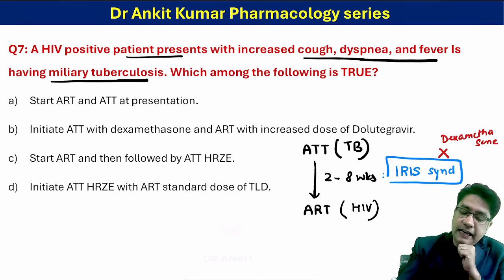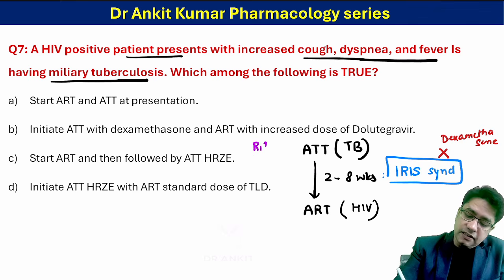Now there is a problem. When we start ATT, anti-tubercular drugs, there is a drug known as rifampicin. And we have discussed that rifampicin is a CYP enzyme inducer.